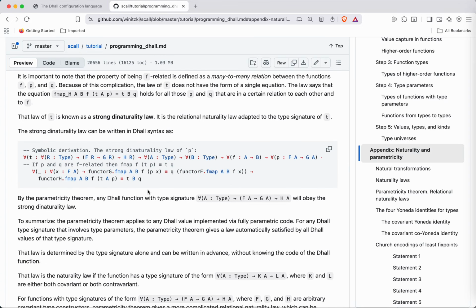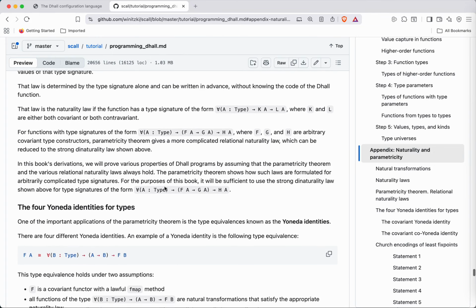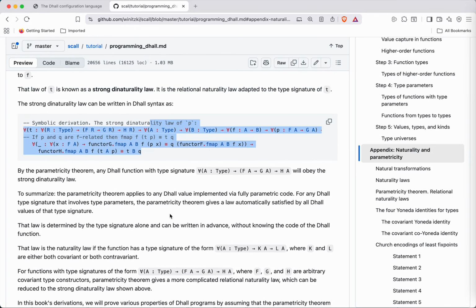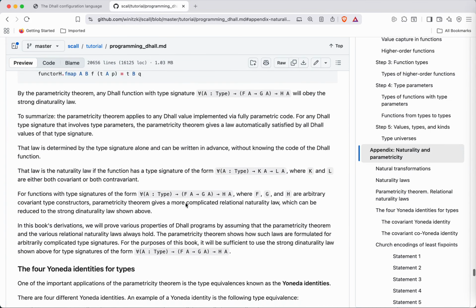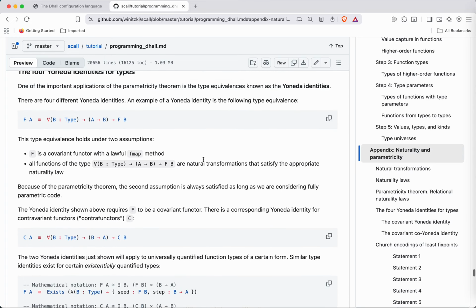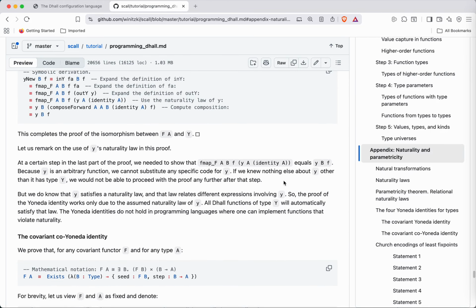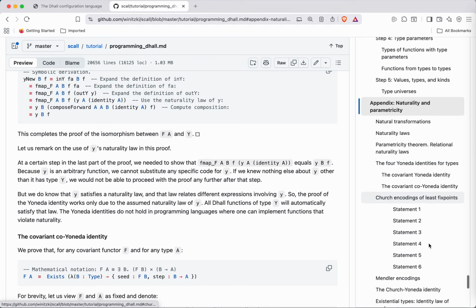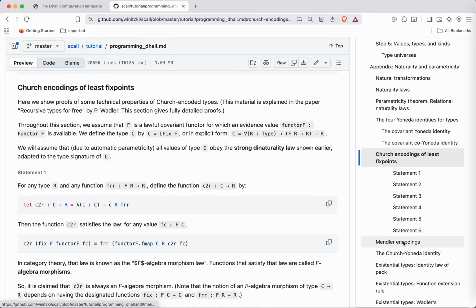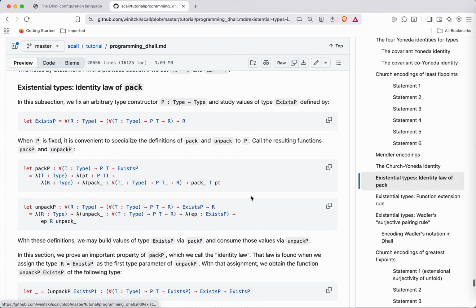Now, this law is certainly not easy to understand, but this is as complicated as it gets for this book. So this much is that law. I explain in detail how that works, and using that law I prove everything else. I prove the Yoneda identities, I prove the properties of Church encoding, of least fixed points, of greatest fixed points. I prove properties of existential types that I need for other proofs.